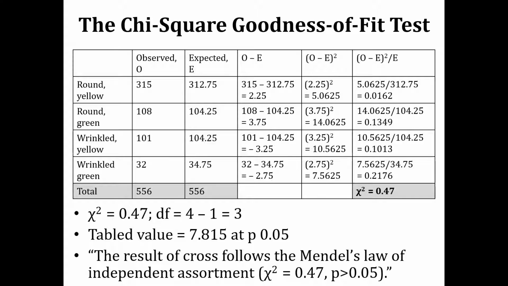So the probability of the null hypothesis being true is greater than 0.05, therefore the results are non-significant. And therefore we are free to state that the result of the cross follows Mendel's law of independent assortment. The chi-square value is 0.47 and the probability of this value is greater than 0.05. So this is how we do the chi-square goodness of fit test.